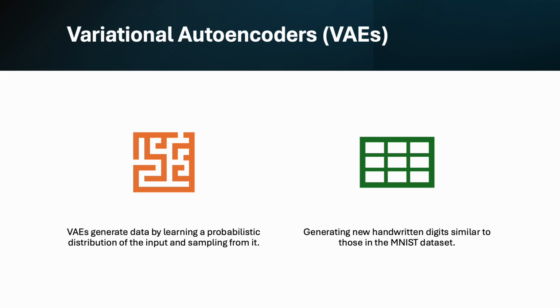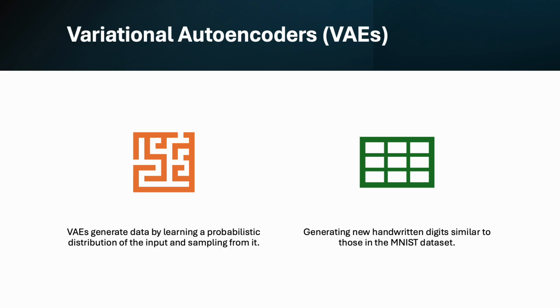Variational autoencoders. The VAEs generate data by learning a probabilistic distribution of the input and sampling from it, generating new handwritten digits similar to those in the MNIST dataset as an example. However, we'll look into more depth to understand these VAEs with a little bit more clarity.